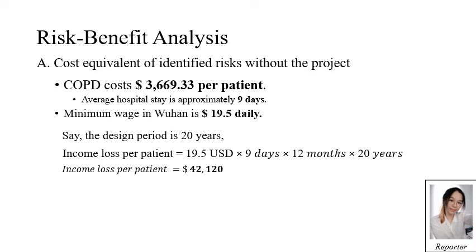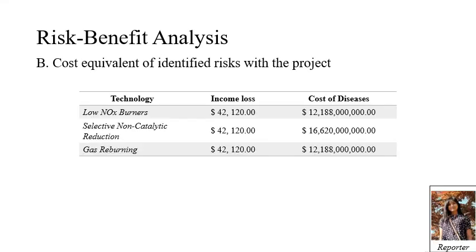First, we have the cost equivalent of identified risks without the project. It was found that COPD costs approximately $3,669.33 per patient, and that the average hospital stay for this illness is approximately 9 days. The minimum wage in Wuhan is found to be 19.5 US dollars daily. Using these values and a design period of 20 years, it was calculated that the income loss per patient is $42,120. This slide shows the cost equivalent of the identified risk of each technology when they are implemented.